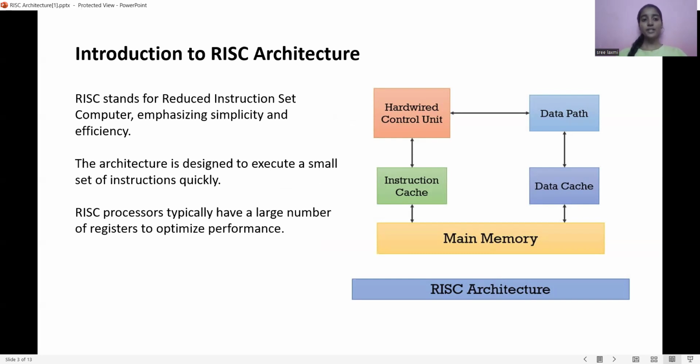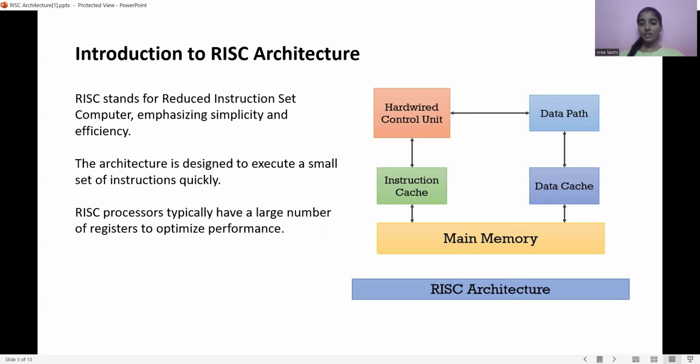This emphasizes simplicity and efficiency. The architecture is designed to execute a small set of instructions quickly. These processors typically have a large number of registers to optimize performance.